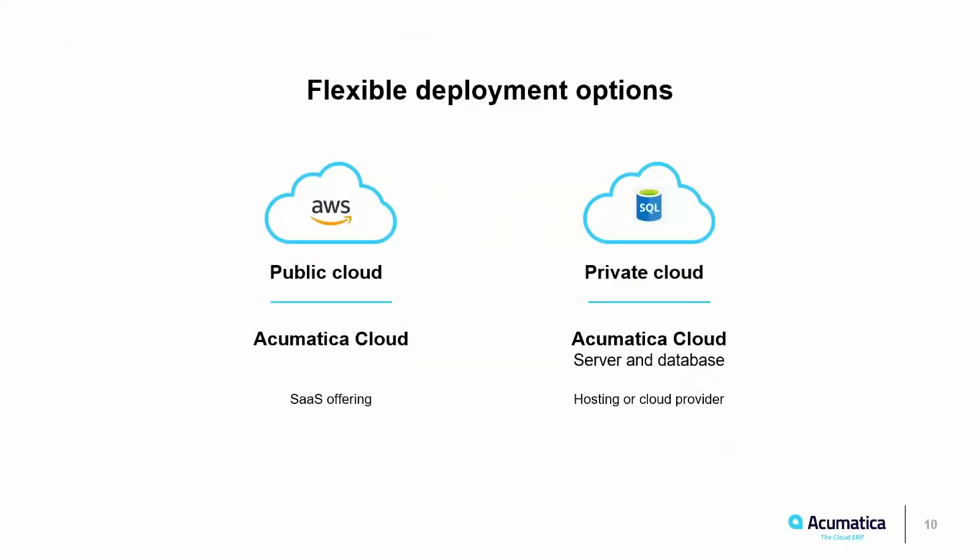Since Acumatica is a true cloud application, Acumatica does provide flexible deployment options. So you can elect to deploy your instance using a public cloud managed in AWS servers or a private cloud, depending on your business situation. And the nice thing is you're not locked into one choice versus the other. You can switch between the two as your business needs change.